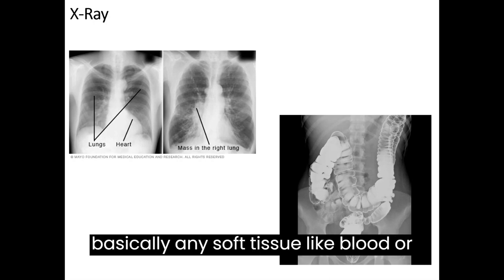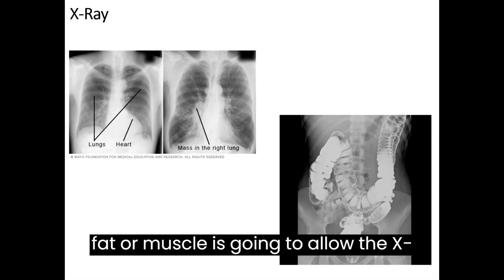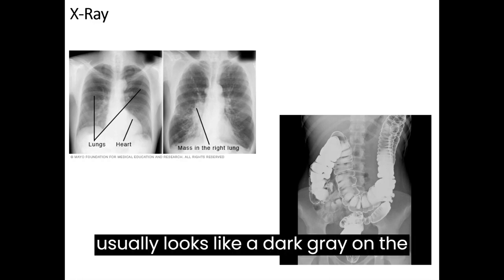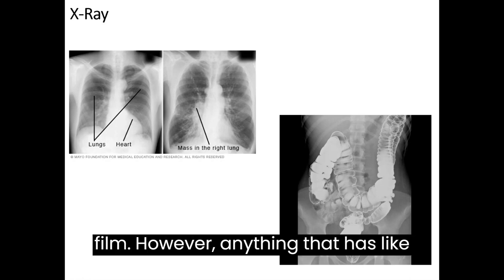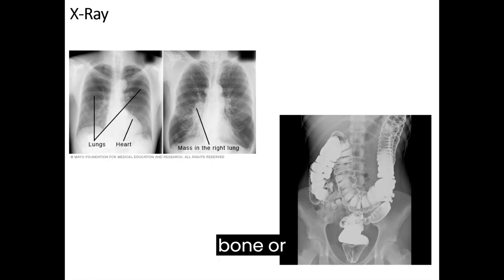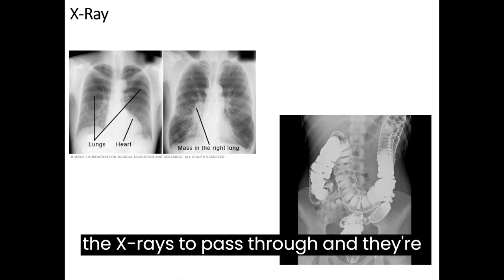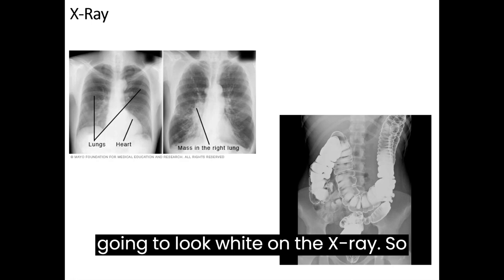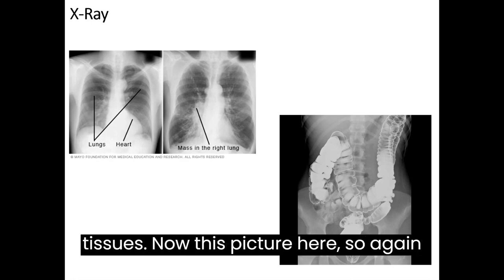So basically, any soft tissue like blood or fat or muscle is going to allow the x-ray to actually go right through, and it usually looks like a dark gray on the film. However, anything that has like calcium in it or is very dense, like bone or even tumors, is not going to allow the x-rays to pass through, and it's going to look white on the x-ray. So they're often used to look at different tissues.